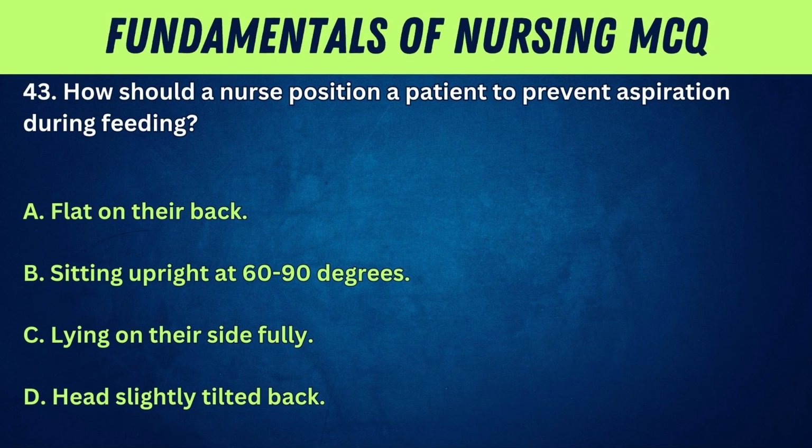43. How should a nurse position a patient to prevent aspiration during feeding? A. Flat on their back. B. Sitting upright at 60 to 90 degrees. C. Lying on their side fully. D. Head slightly tilted back.